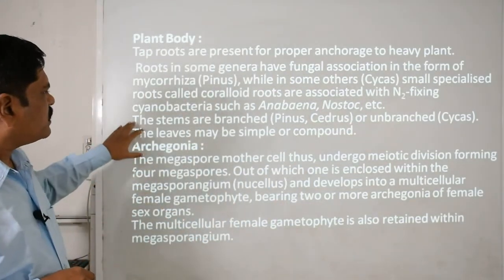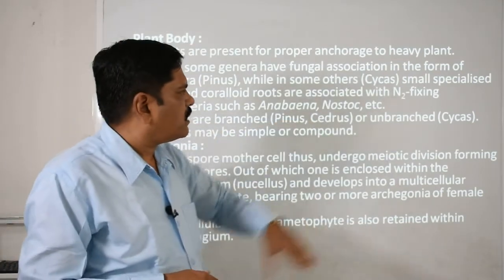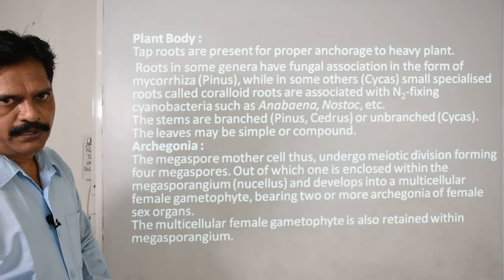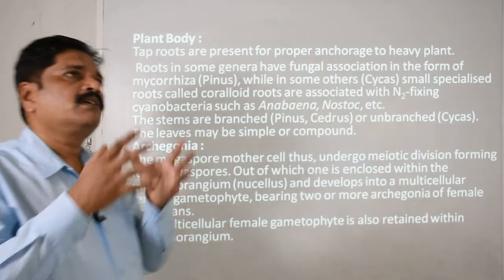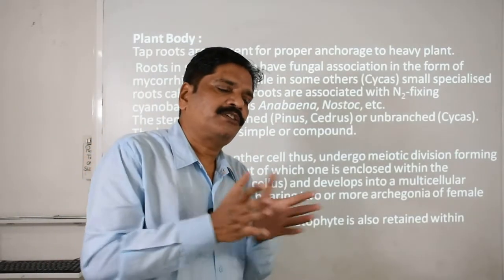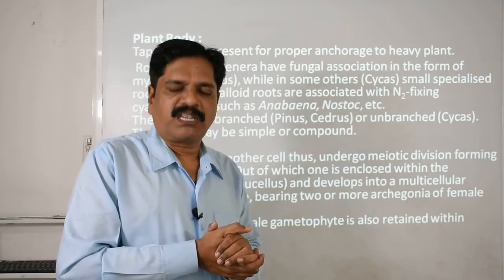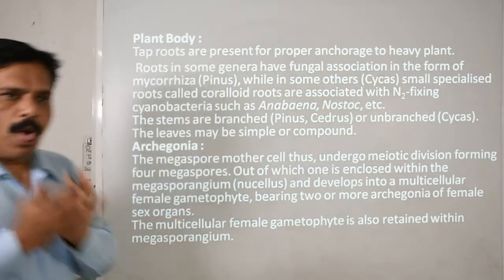Now the stems are branched or unbranched in nature, and the leaves may be simple or compound, okay. Then if the main leaf is divided into its pinnae-like structures, that is called the compound one, okay.